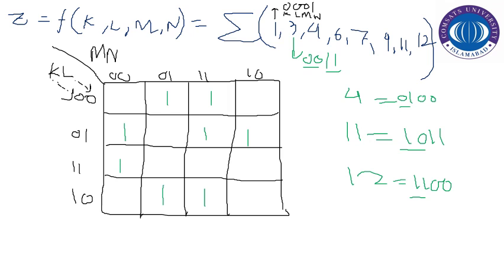While the rest of the entries in the map are basically 0. This is 0, this is 0, this is 0, this is 0, this is 0, this is 0, this is 0 and this is 0.